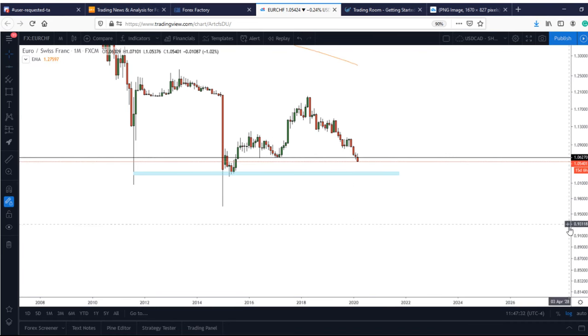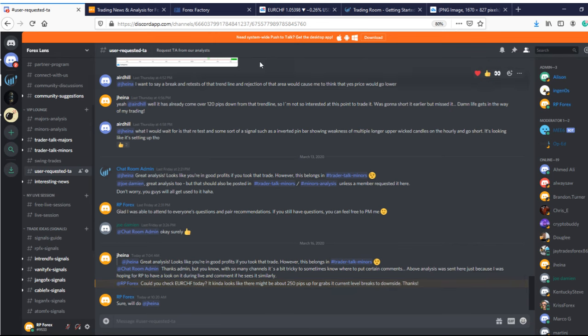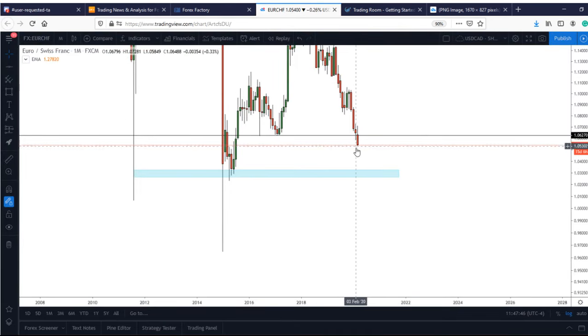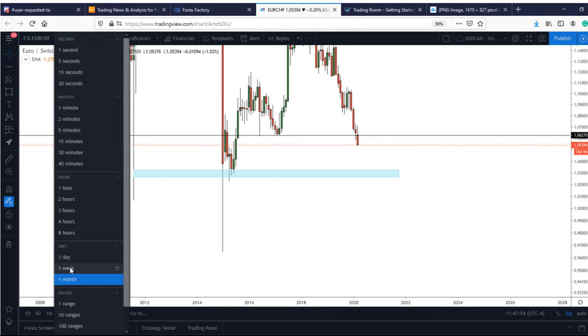It looks like there might be 200 pips up for grabs at the current level, if it breaks to the downside. Yeah, I agree. There's definitely a huge move down, and you can see the level that broke. It's clear as day that's going here. So right off the monthly, you can see it's a good setup. And even the weekly candle is nice. This is an inverted hammer right now for the weekly candle.